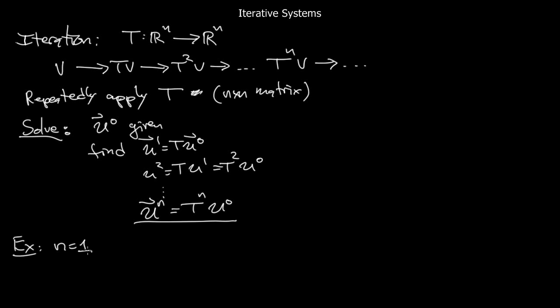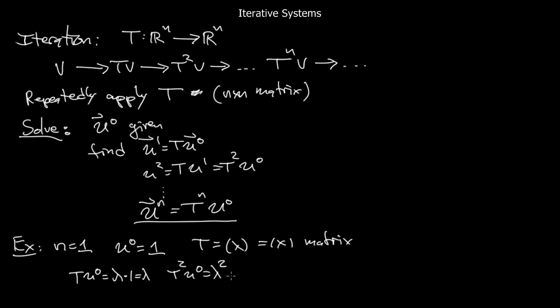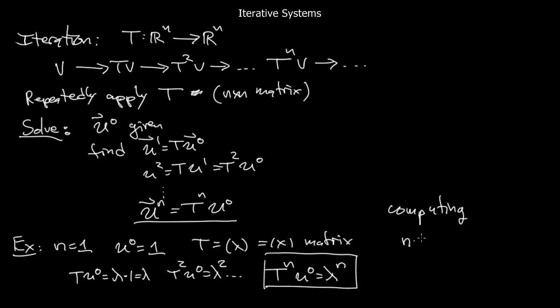Let's take n is equal to 1. Sort of obvious what happens when n is equal to 1. So this vector is just a number. Let's say it's 1. And then T is just a 1 by 1 matrix, which is, say, lambda. And when you apply lambda, you just multiply by lambda, and then T squared, you get lambda squared, and T to the n is lambda to the n. So you're just computing powers of lambda. And if lambda is bigger than 1, this is going out to infinity. And if lambda is less than 1 in absolute value, it's going to 0. And as I said, the main point here is to compute the nth power of T, which in this case is very easy for a 1 by 1 matrix. It's just this number, lambda to the n.